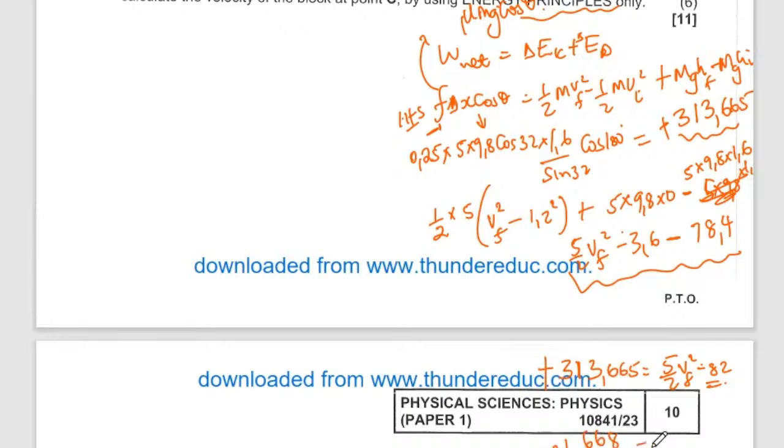I'm getting 231.668 is equal to 5 over 2 v squared. Then I'm dividing this by 5 over 2. Okay, I'm getting 92, and when I find the square root, I'm getting 9.63 meters per second. All right, then question number 6.